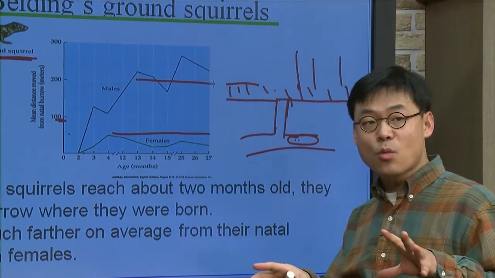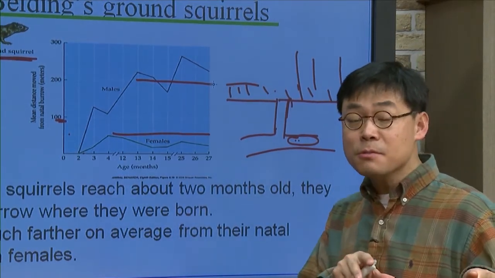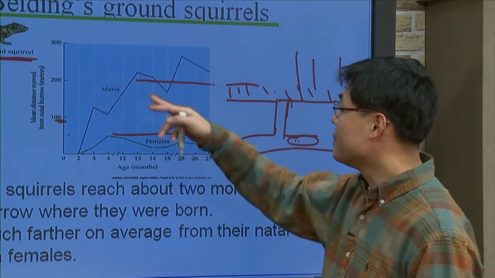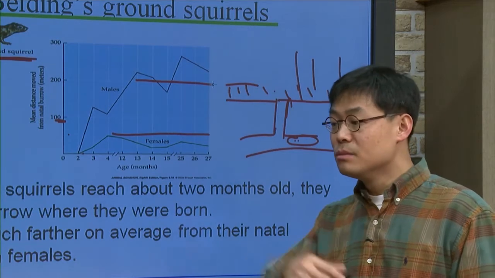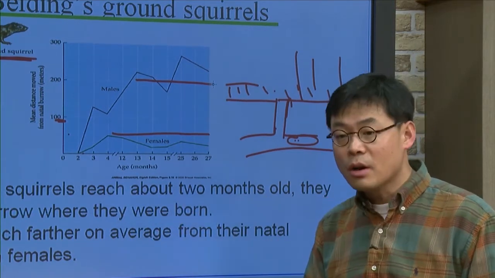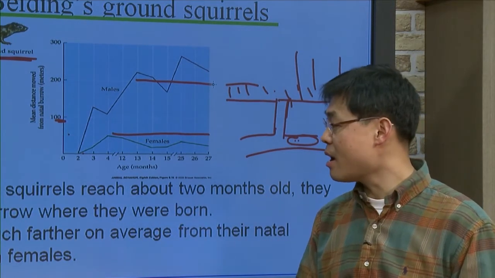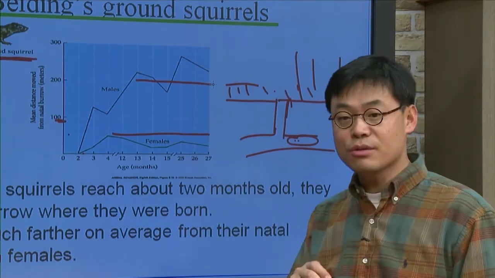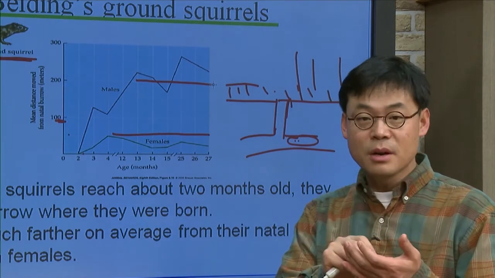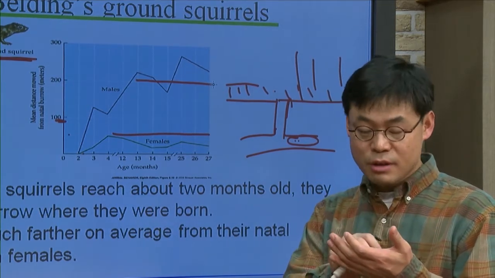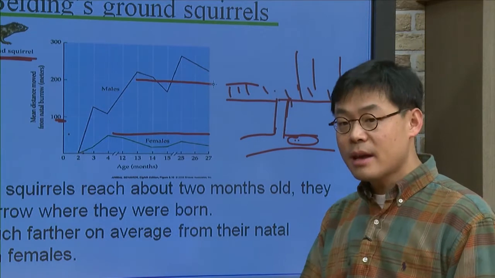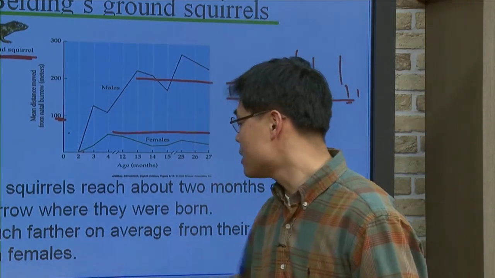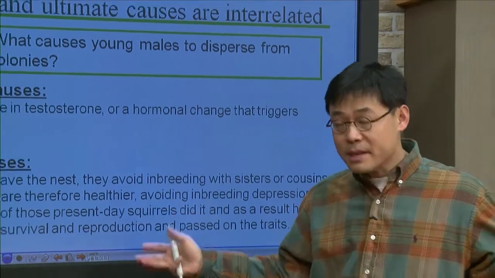Why is that difference? Why do the female offspring stay close to their mom and dad, but the male offspring move farther away from their natal colonies? So we have this observation. You can go there, you can observe the male and female offspring, you can record where they settle. Then you got this data.